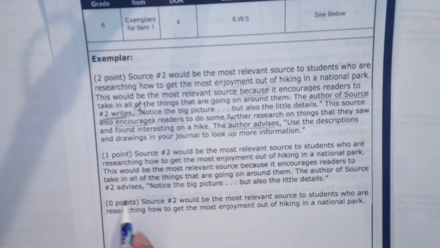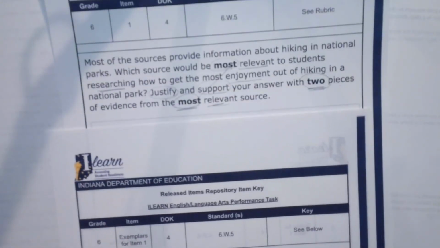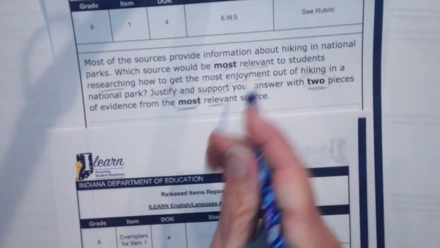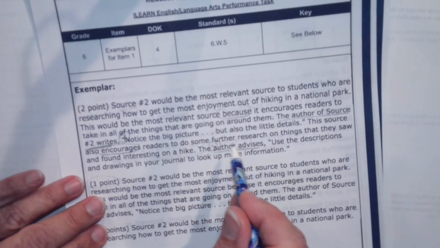This person received 0 points. This person wrote source number 2 would be the most relevant source to students who are researching how to get the most enjoyment out of hiking in a national park. That's very general, very generic. It doesn't actually answer the question at all. So it's important to look at the question, see what you need to look for, and then go back and answer the question thoroughly.